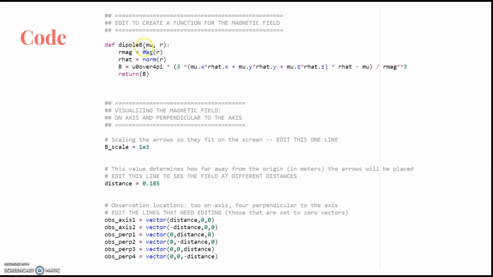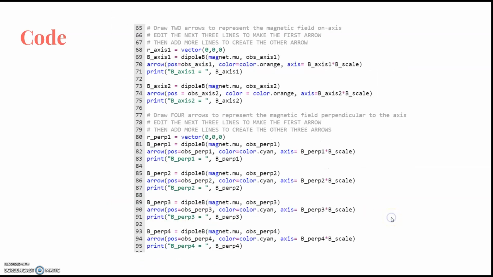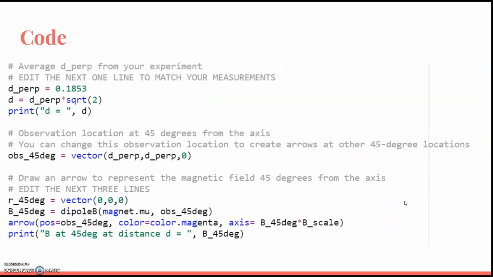Here up in the top is my equation for determining the dipole of B. So this is just the Biot-Savart law kind of written out in a much larger fashion. Then this is just a scaling factor and a distance that I used from my average distance from that data observed. And then we just have some observation axes being set up. Next, I developed several arrows representing the different magnetic fields at different locations, which will come into play in the model. And finally, the observation at 45 degrees, I set up that angle.